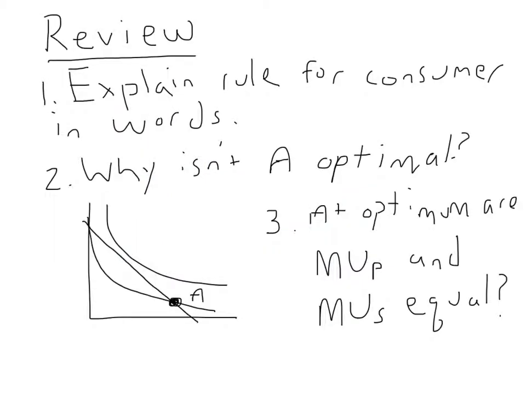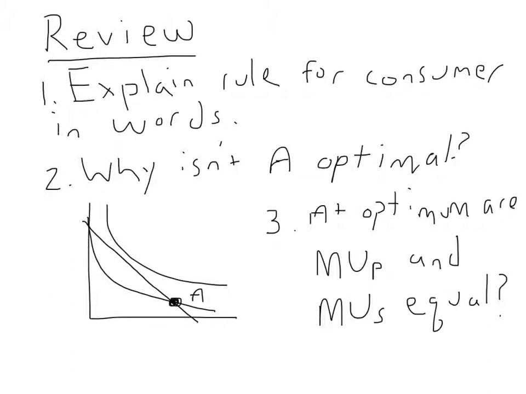We'll work more on this in class. It's going to take a few passes to really cement our understanding of these concepts. But I'll leave you with a few review questions that'll prepare you for section. First, explain the rule for consumer optimization in words. Try to get the intuition for why we want MRS equal to the price ratio.